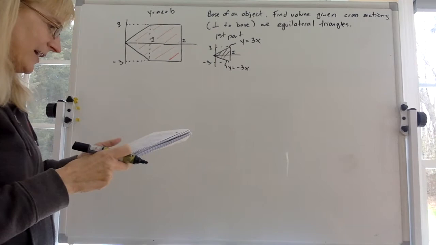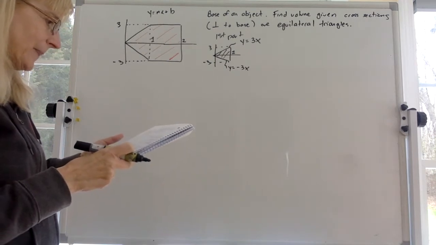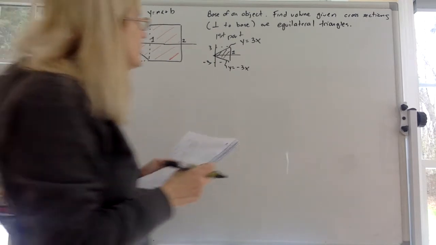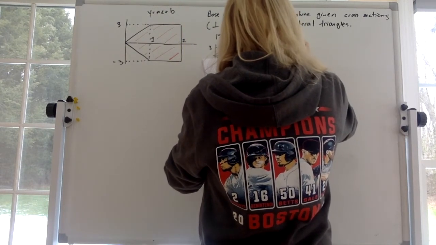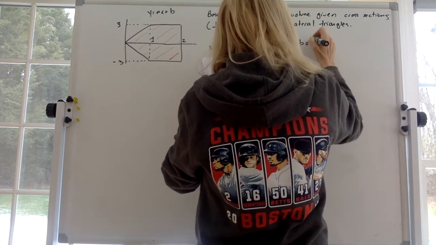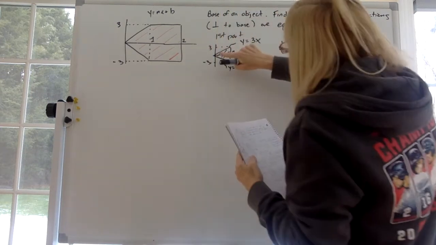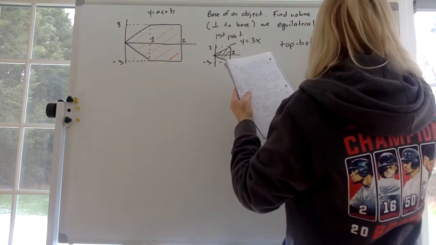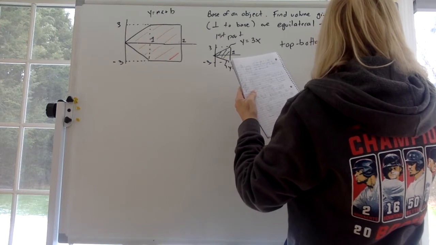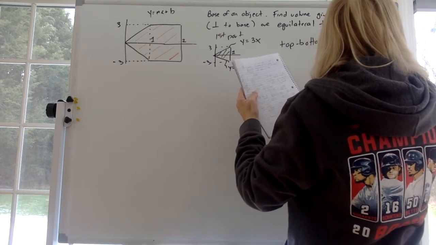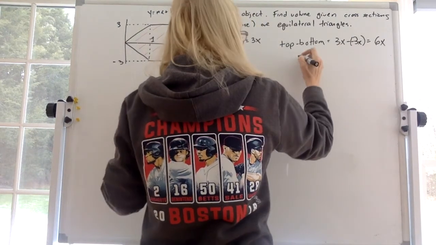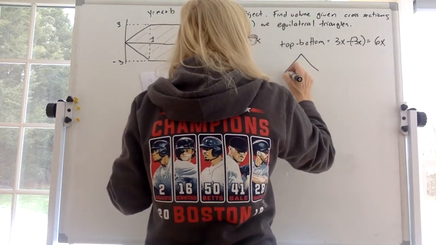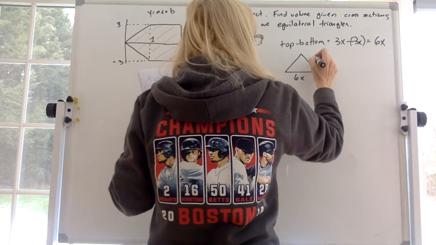So if we want to find the side of one of the triangles in terms of x, we would just do top minus bottom, right? So it's 3x minus negative 3x, which equals 6x. Okay, so that's the length of one triangle side. So you have these equilateral triangles, cross sections that all look like this.